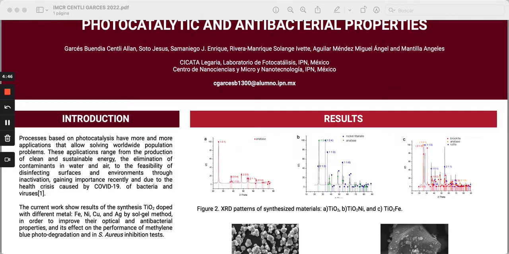Well, first of all, I would like to talk about the process based on photocatalysis, which has more and more applications that allow solving worldwide population problems. These applications go from the production of clean and sustainable energy and elimination of contaminants in water and air, also the feasibility of disinfecting surfaces and environments through inactivation of microorganisms like bacteria and viruses. All of this is gaining importance recently due to the health crisis caused by COVID-19.